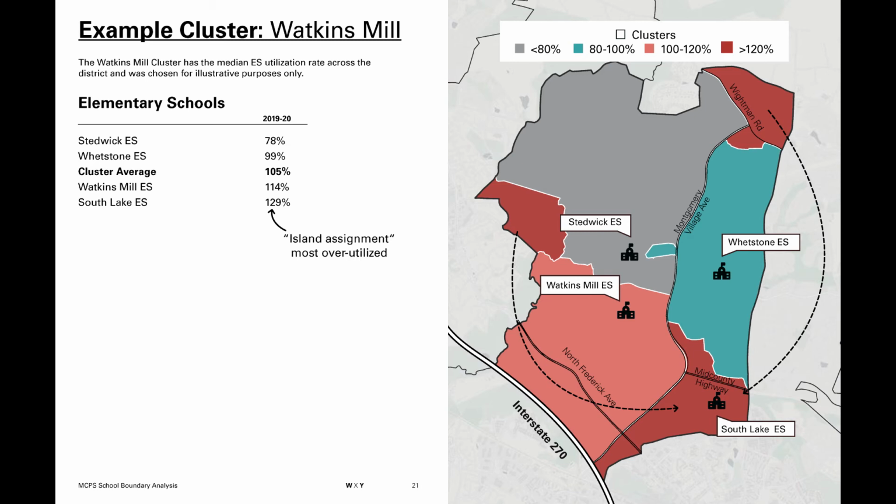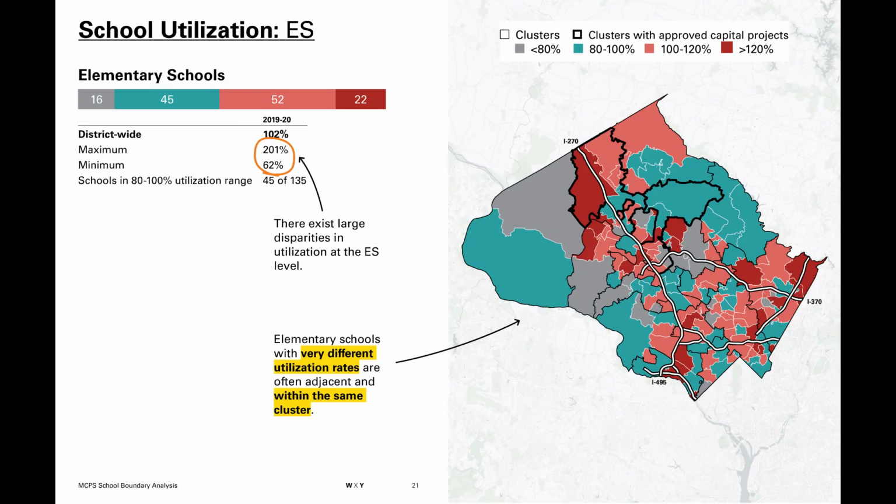It's also interesting to note that the most overcapacity school in the Watkins Mill cluster experiences an island assignment travel. So not only are these students traveling farther to attend school, they're traveling past underutilized schools to attend an overutilized school. If we zoom out to the county level, we can look at all elementary schools in Montgomery County across clusters. And we see, once again, a large variation in utilization rates with a district-wide level of 102%.